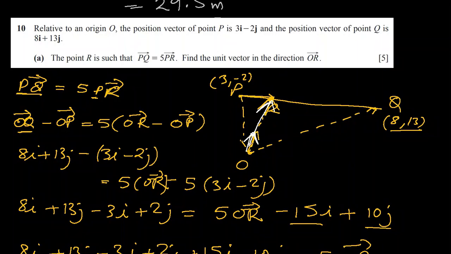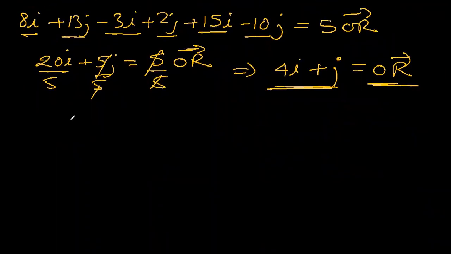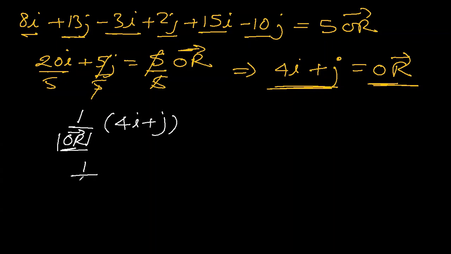We want a unit vector in this direction now. To find the unit vector in the direction of any vector, we write its own magnitude and divide the vector by that magnitude. So 1 over the magnitude of OR times the vector itself, OR. Okay, so what is the magnitude of OR? 1 over square root of 4 squared plus 1 squared, multiplied by 4i plus j, which is 1 over... no, 16 plus 1, 17.